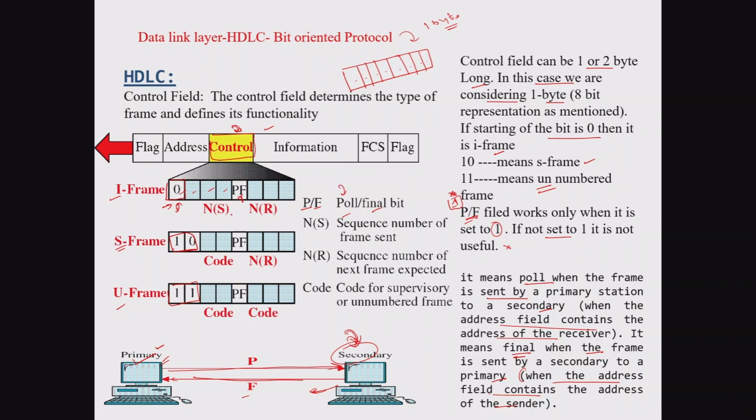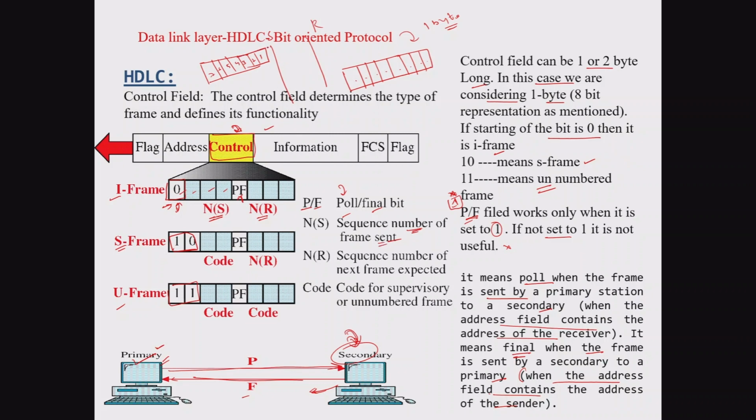Now what is the meaning of the two more representations? One is called NS, another is called NR. NS is the sequence number of frames sent. As we discussed in the previous lectures on stop and wait ARQ and go back N ARQ, we have frame numbers, 1, 2, 3, 4, 5, 6, 7, from the sender side to the receiver side. So NS is the sequence number of the frames sent.